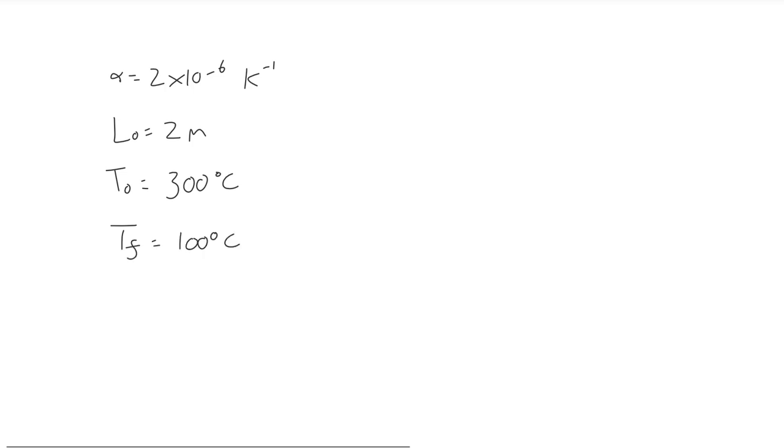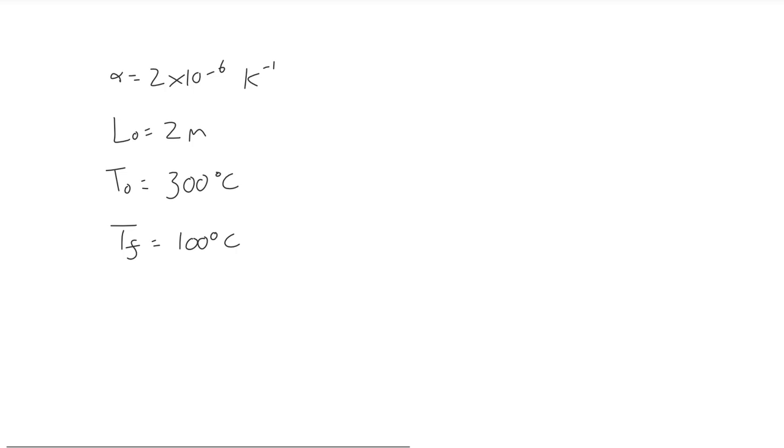Let us consider a glass rod. This glass rod has a coefficient of linear expansion of 2 multiplied by 10 to the minus 6 inverse Kelvin. Hopefully this unit makes sense to you. If you solve the previous equation for alpha, you will see that it has units of inverse temperature. Let us assume that this rod has an original length of 2 meters at 300 degrees Celsius. Then, let's say that this rod is cooled to a temperature of 100 degrees Celsius. For example, this could be a glass rod that was just made by a blacksmith and he has just taken it out of a fire.